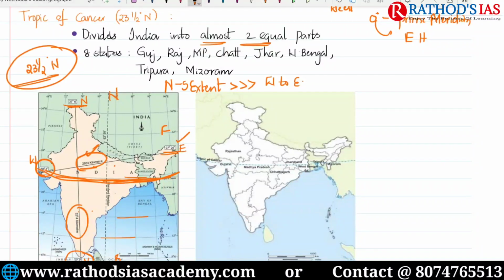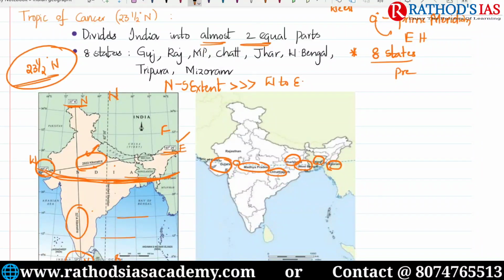Through which states does it mainly pass? It mainly passes through 8 states, and this is a very important prelims-based question. Here you can see this is Gujarat, in this part Rajasthan, and here we have MP, Chhattisgarh, Jharkhand, West Bengal, and here we have Tripura and Mizoram. Through these 8 states, the Tropic of Cancer mainly passes.